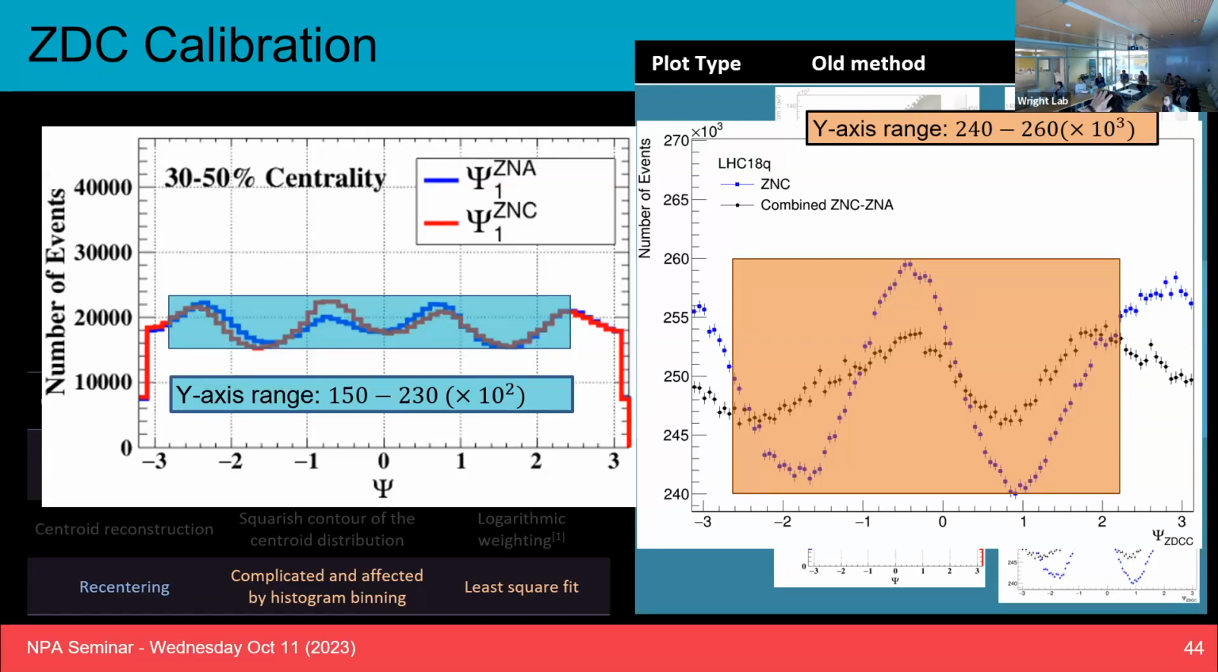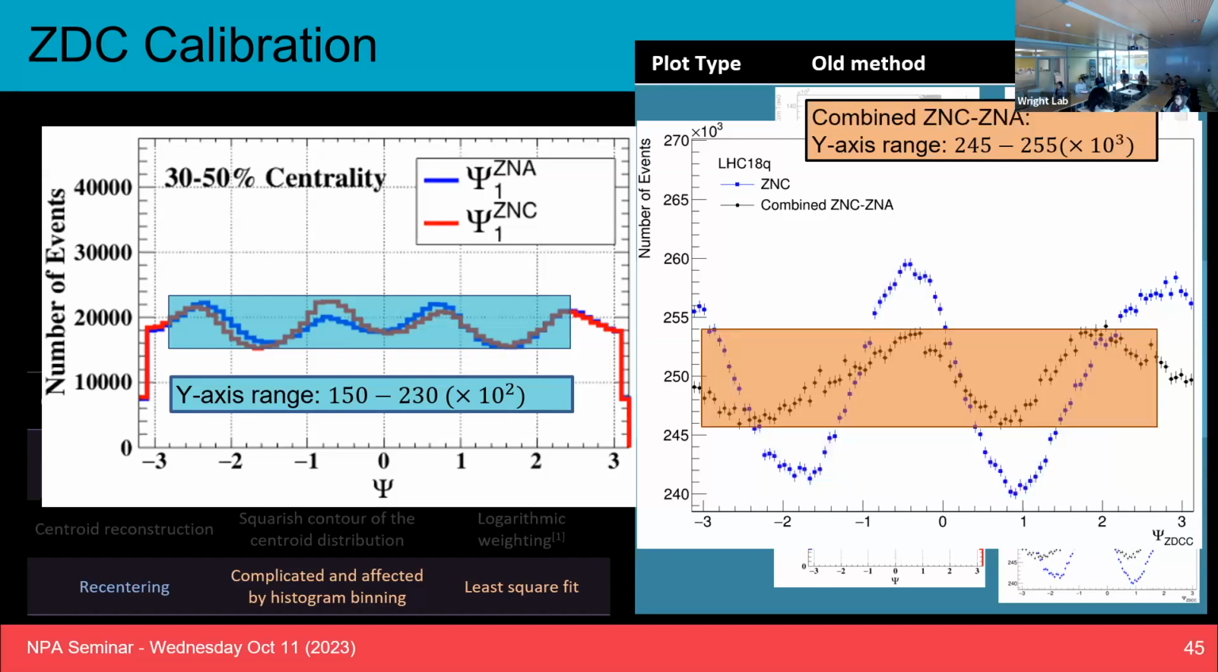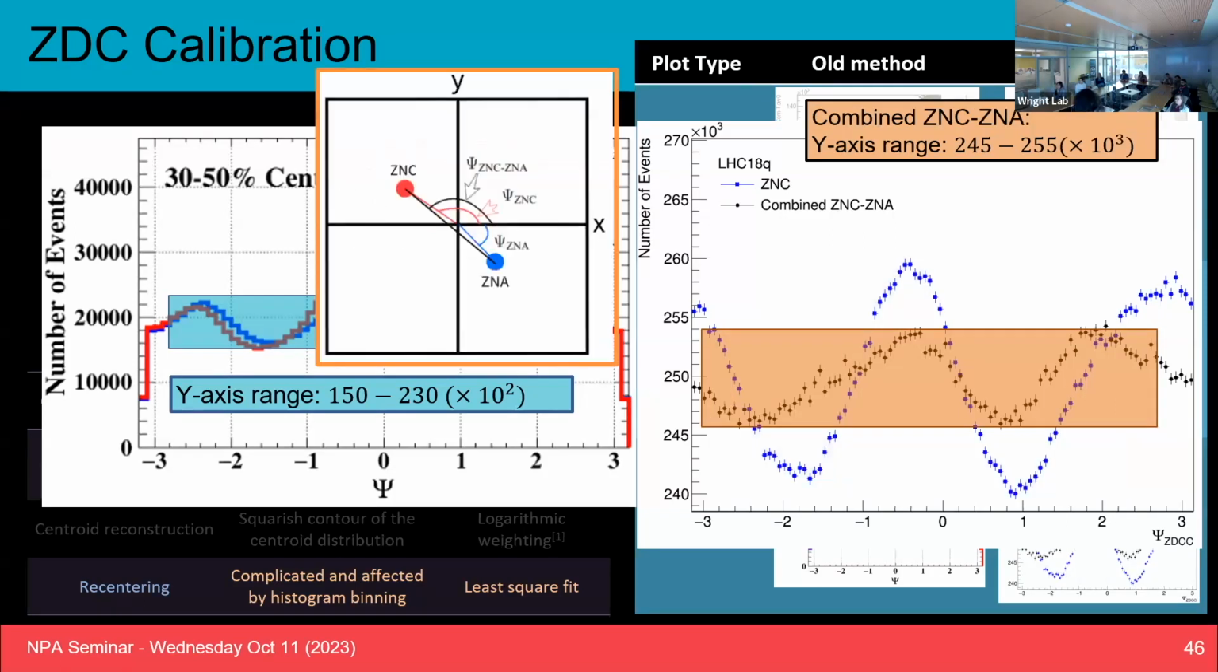Well, you can see from the old calibration, the variation is actually quite big. And in the new method, if you look at just the C side, its variation is already smaller. And if you combine the A and C side, and what I mean by combine is basically if you have two spots hitting on the C and A sides like this, you just draw a straight line to connect them and you get the angle like that. So when you combine it, you get even less variation.